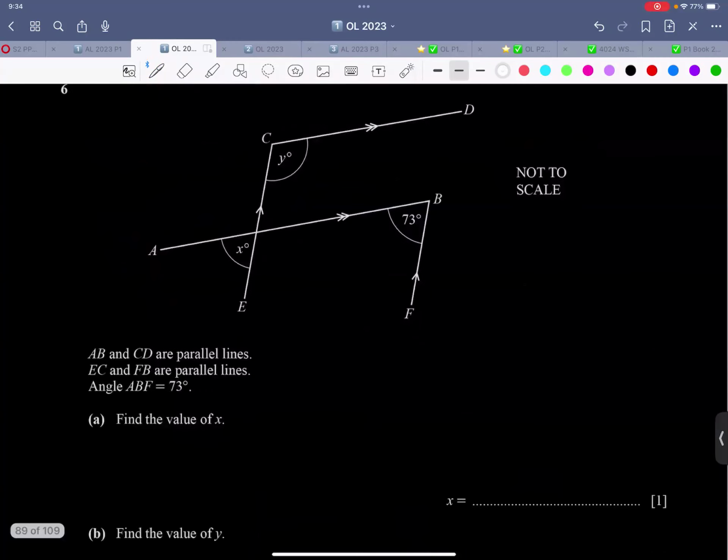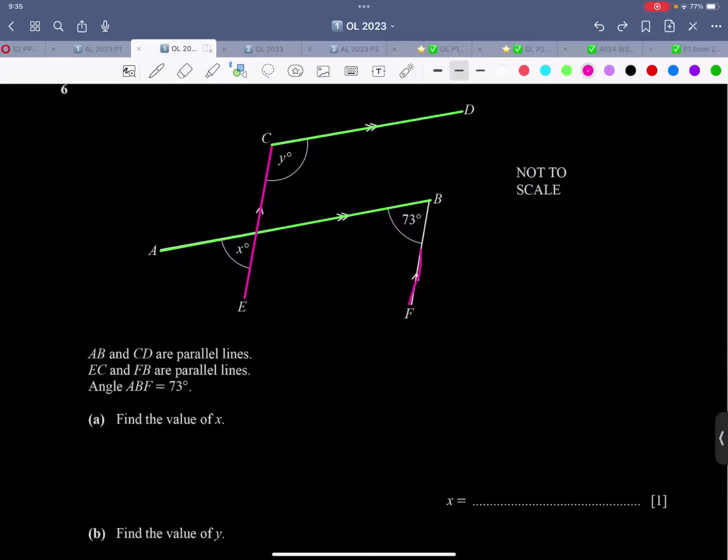Next question is about angles. AB and CD are parallel lines. And then we have EC and FB are parallel lines. So let me just highlight them. Let me just mark some parallel lines. So this is a parallel line, and this line is parallel to this. The green and the green are parallel. And then we have the reddish one, the pinkish, this one and this one. These two are parallel.